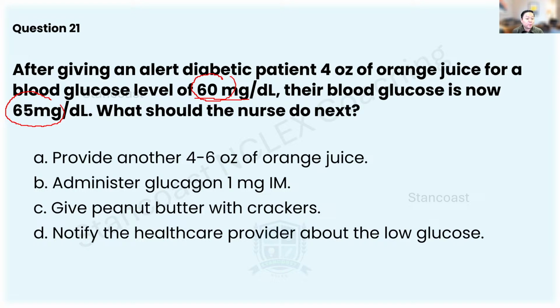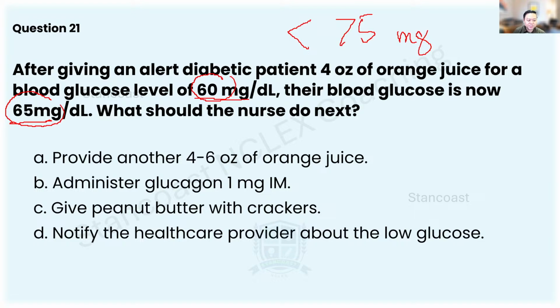The scenario that we had yesterday was quite different. Their blood sugar had actually been restored to a much greater value within the normal range, which is already stabilized. In this scenario, your patient still has a blood sugar that is less than 75, despite the first dose of orange juice. Your patient's blood sugar is still low. This is still considered hypoglycemia.